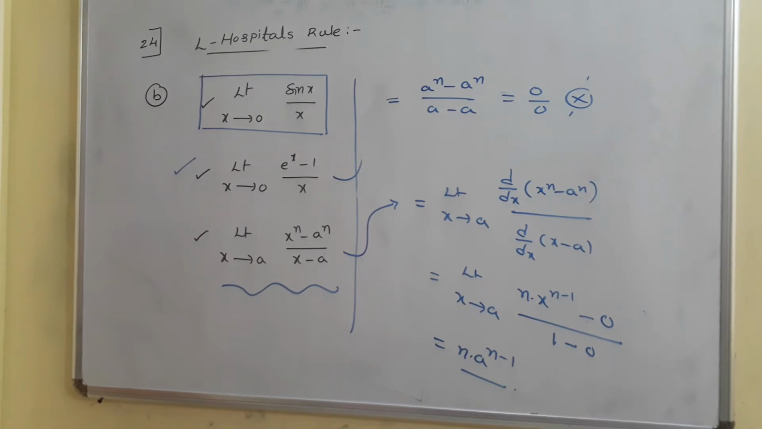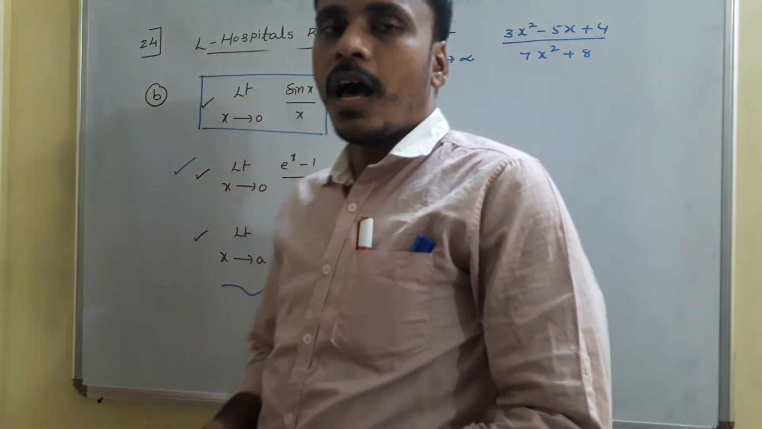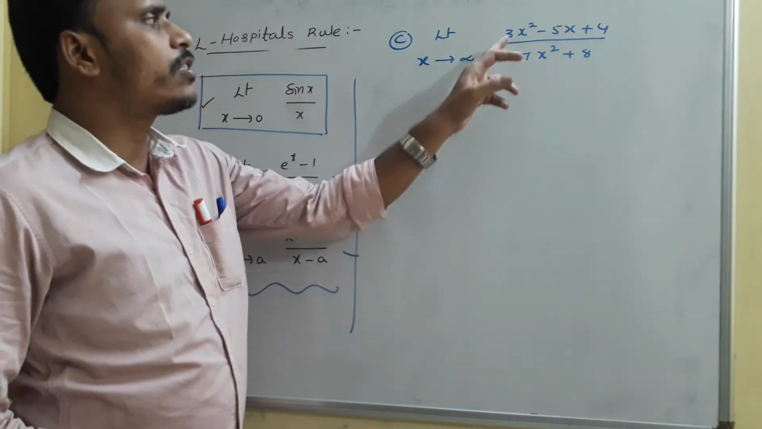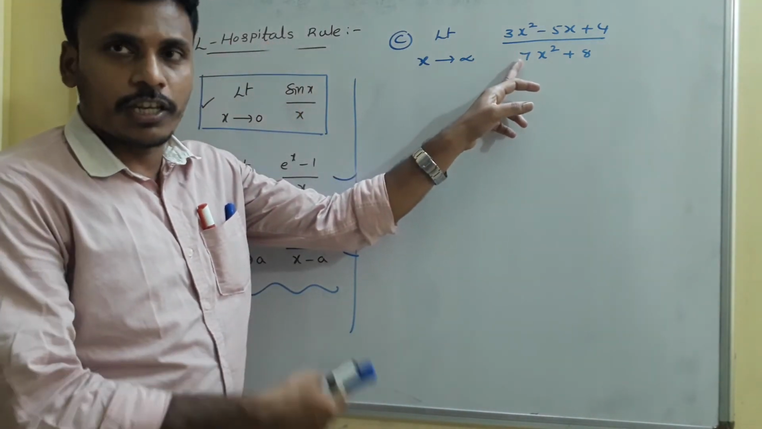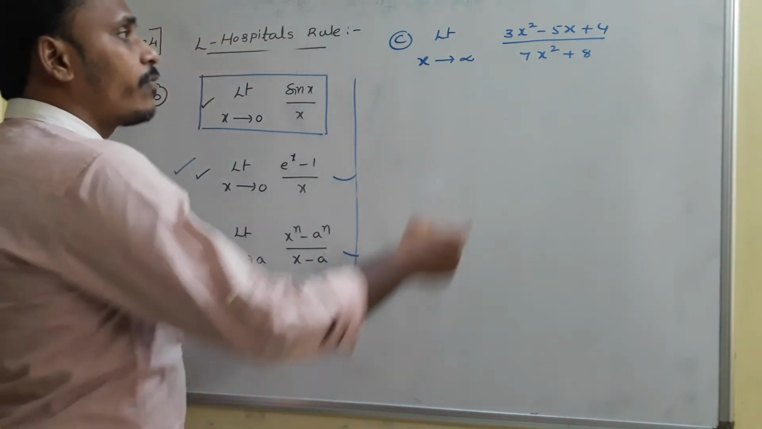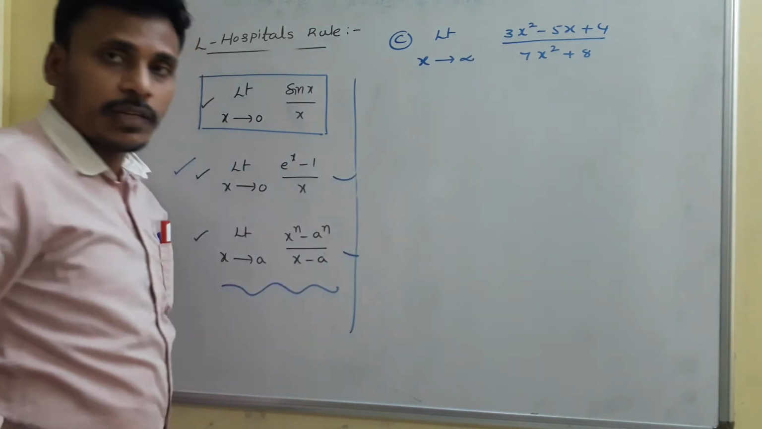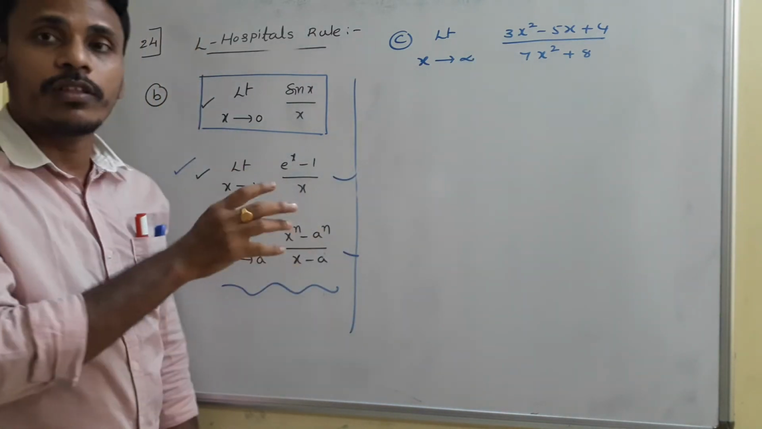Have a look. So one more problem: limit x tends to infinity, 3x square minus 5x plus 4 divided by 7x square plus 8. Already we know the limit value is 3 by 7, because in the last 3-4 classes we have been discussing limits at infinity. From there it is very clear that if the degrees of the numerator and denominator are the same, then directly the answer is 3 by 7. But we are just checking with L'Hospital's rule.